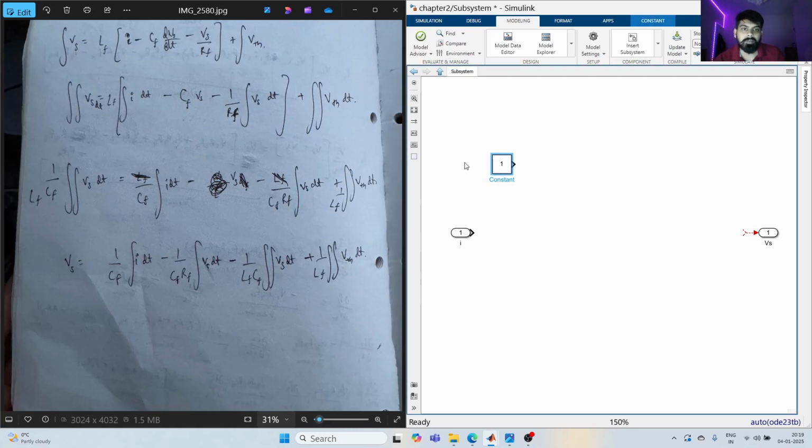All right, now we'll first put these into constants. Take constant blocks. The first one is 1 upon CF, which is 2500E minus 6. This is our 1 by CF. The other is 1 by CF into RF. RF was 50, right?